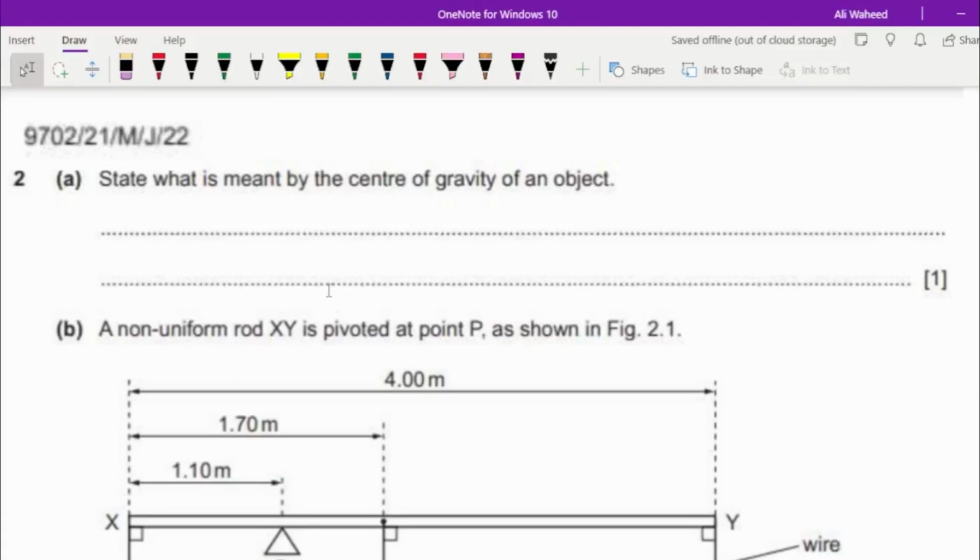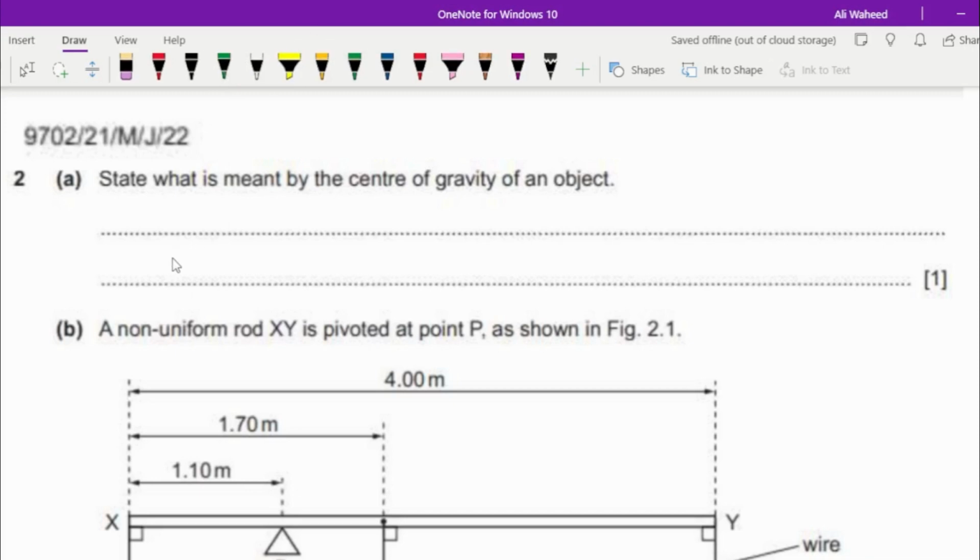So this is the first question that we have for today. It is from the past paper of 2022, May-June paper 21. And most of the parts of the question are from the topic of moment of force. The very first one that we have is: state what is meant by the center of gravity of an object.